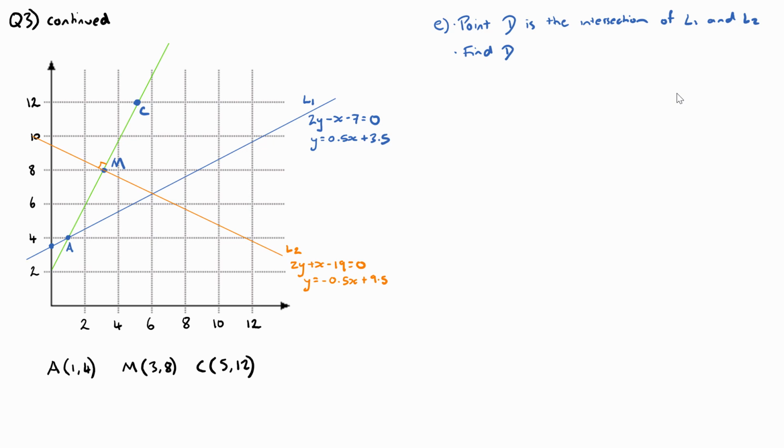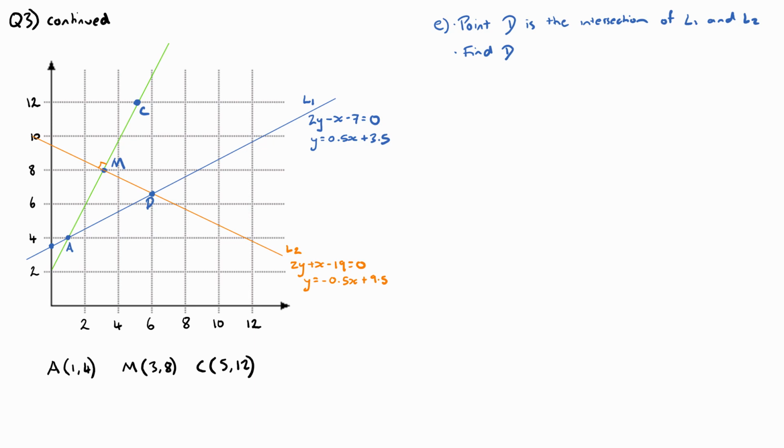Question 3, part E, tells us that this new point D is the intersection of line 1 and line 2. So line 1 is this blue line, line 2 is this orange line, so they intersect right about here, and this is point D. And we need to find these coordinates. Now there are a couple of ways that we could do this.